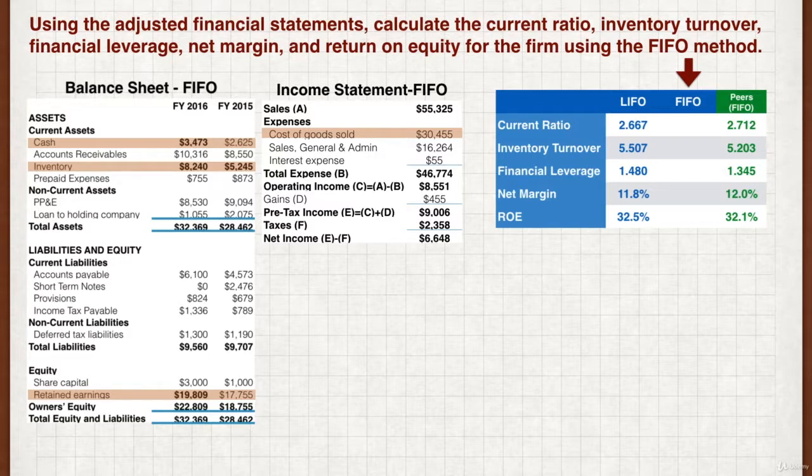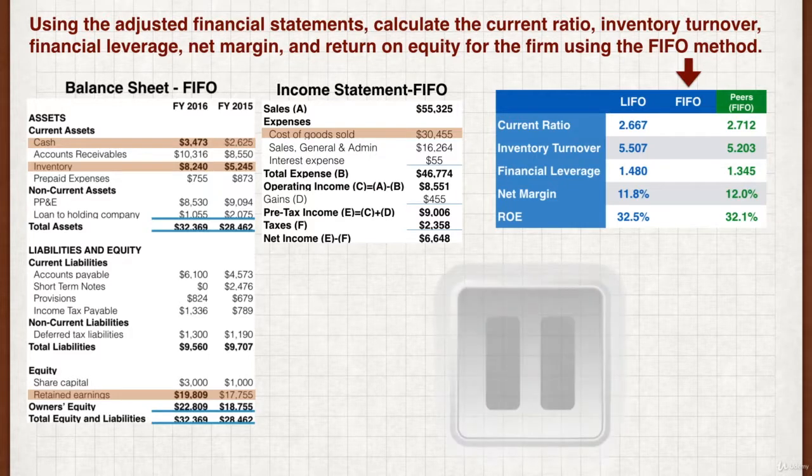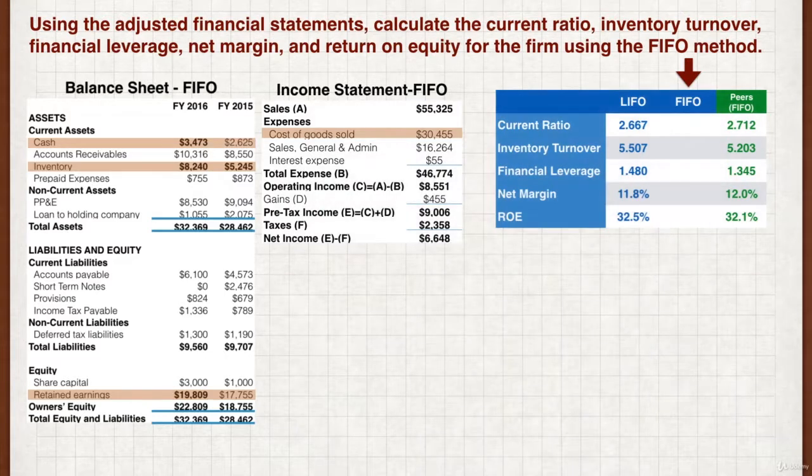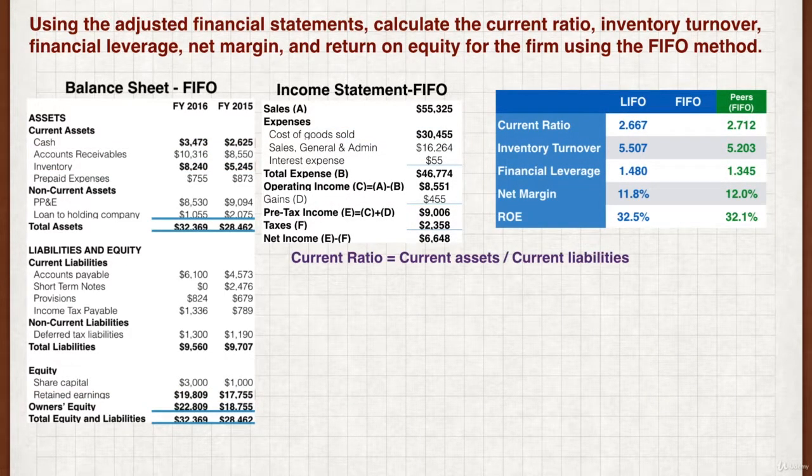See if you can calculate the current ratio, inventory turnover, financial leverage, net margin, and return on equity for the firm using the FIFO method. The ratios under LIFO have already been calculated. Pause the video now to work out your answers. And we're back. The current ratio is current assets divided by current liabilities.